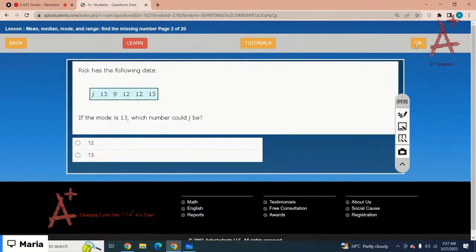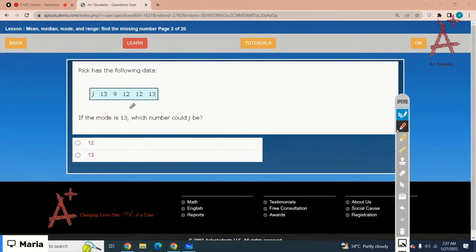Rick has the following data. If the mode is 13, which number could J be? Mode is the number that appears the most in the data. If you look at the given values, you have 12 two times and 13 two times. Mode means 13 must appear the most, but 13 and 12 are equal in number here. That means J must be 13 to make it the mode. Now you have 13 three times in the data. That means 13 is the mode value. So the correct option is 13.